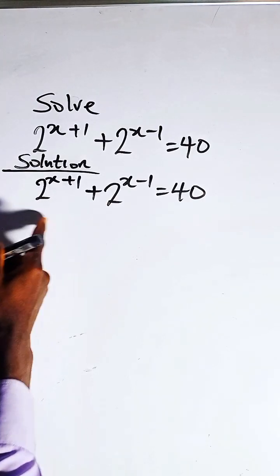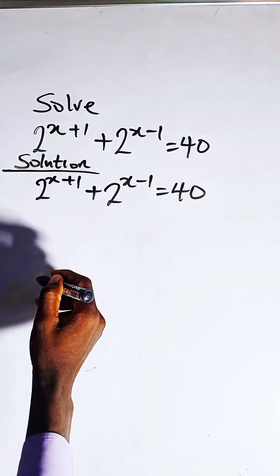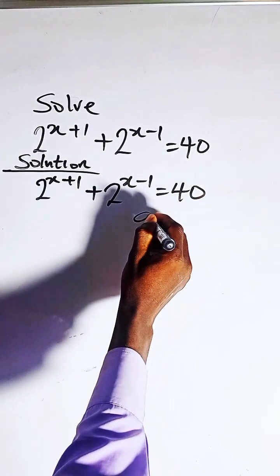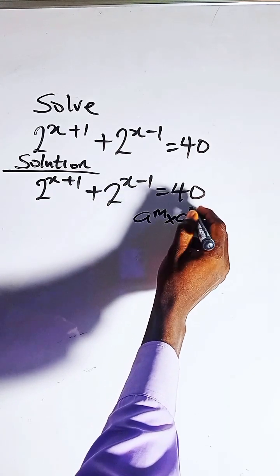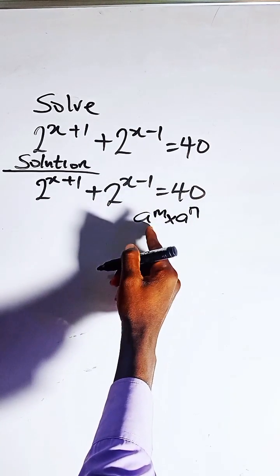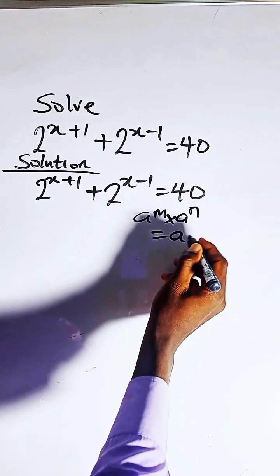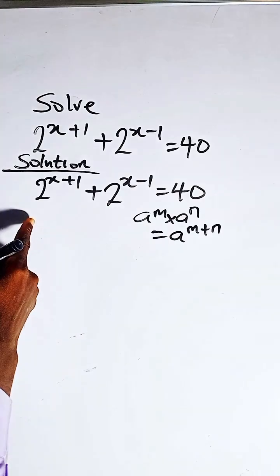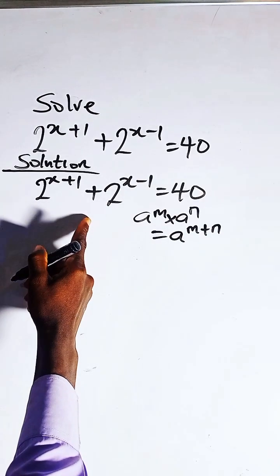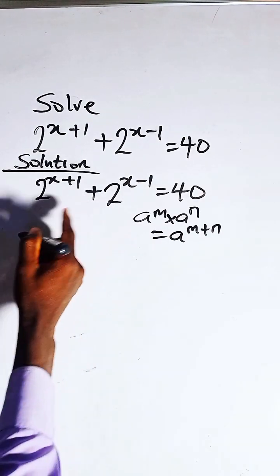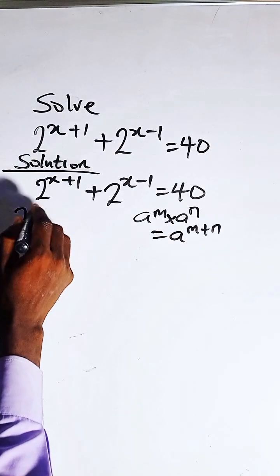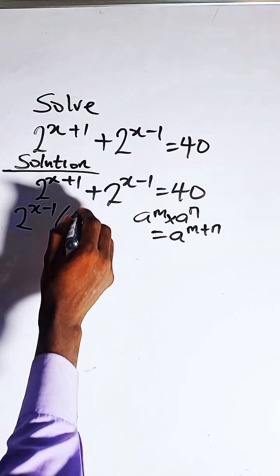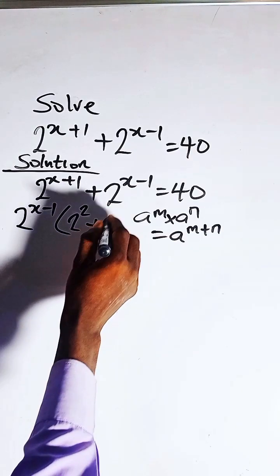We look for the common factor, and do not forget, in our law of indices, when we are multiplying the same base, we add the powers. So since we have the same base, that means for 2 raised to the power of x plus 1 plus 2 raised to the power of x minus 1, we can factor out 2 raised to the power of x minus 1. When we do this, we have this side to be 2 squared plus 1.